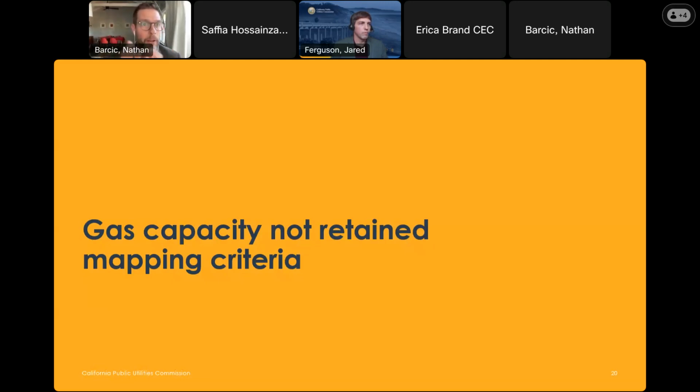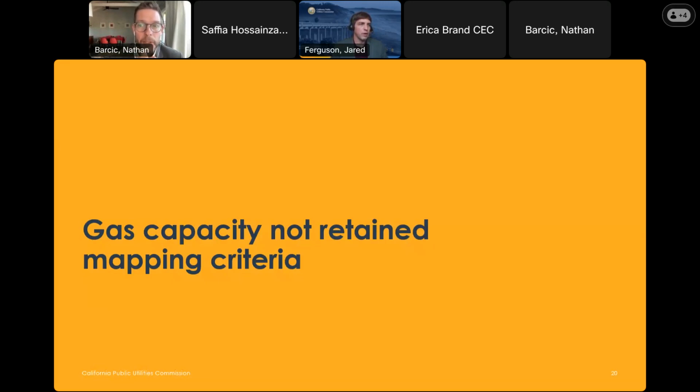So we want to acknowledge a couple of things, just framing wise and even optics wise going into this, before Jared takes over with some of the more technical material, which is we realize we've called it a gas retirement case, but we also want to acknowledge the limited nature of CPUC's jurisdiction as it relates to actually retiring plants. We acknowledge that we don't have the authority to point to a specific plant and have it retire.